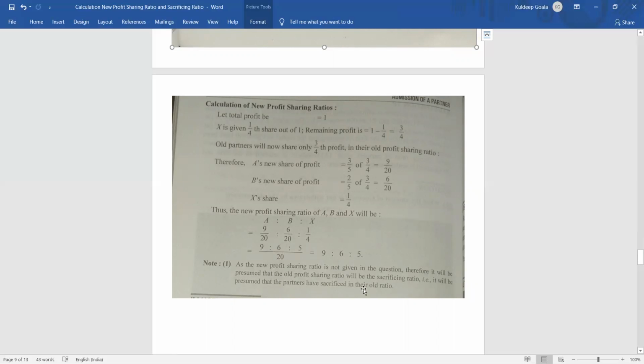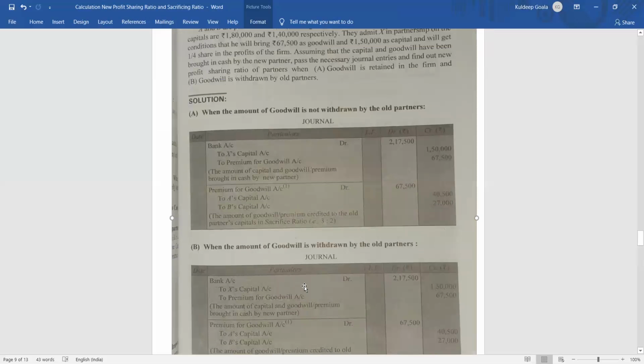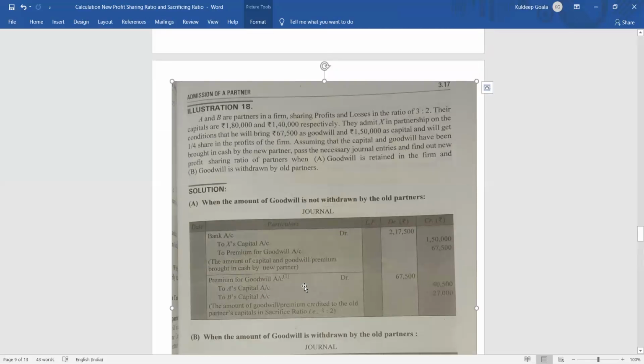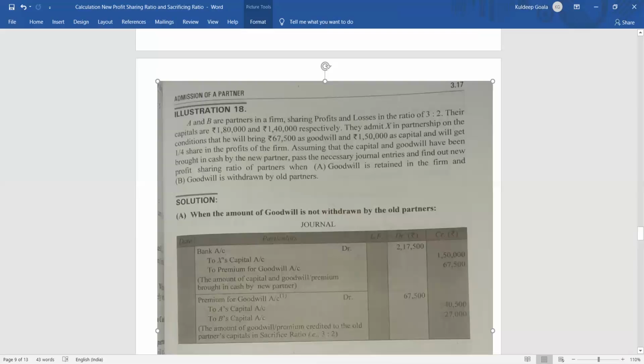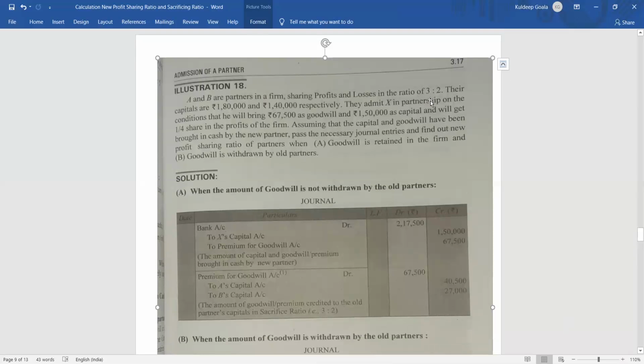This is the note given to you for that. Okay, please note it down. So what we are going to do is take the old ratio as the sacrificing ratio. So what is the old ratio? 3:2. Clear? So what will happen? The 67,500 will go to whom? It will go to A and B, in which ratio? 3:2. So what is the journal entry? Premium for goodwill will be closed. So premium for goodwill account debit, clear, to A's capital account, to B's capital account. In which ratio? 3:2. So how much is A going to get? 40,500. B is going to get 27,000. Clear? This is how you are going to show the treatment of goodwill.